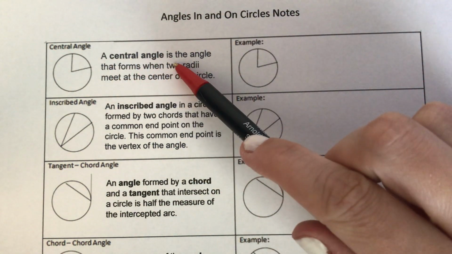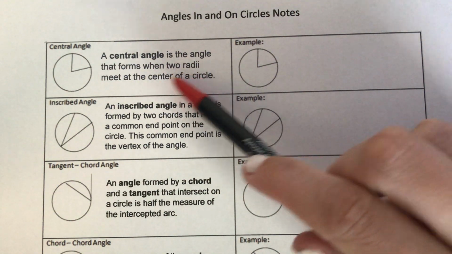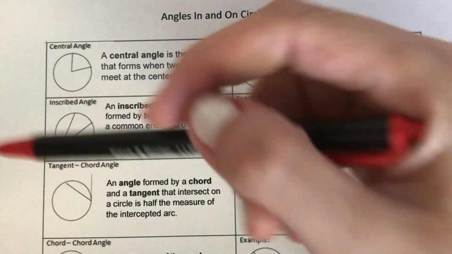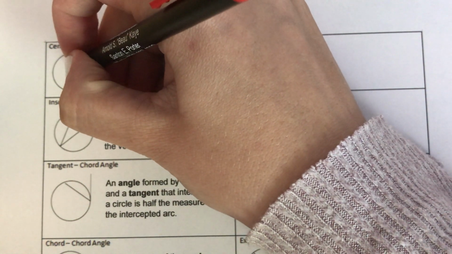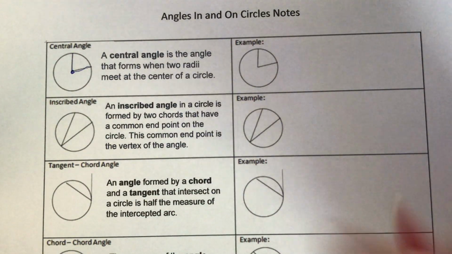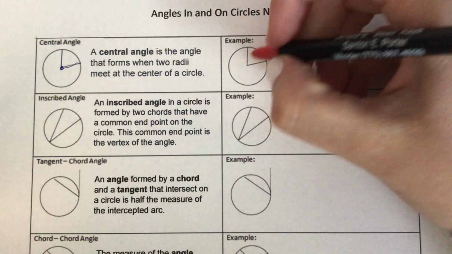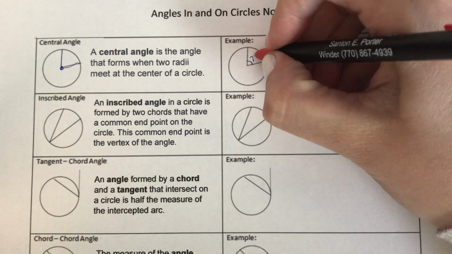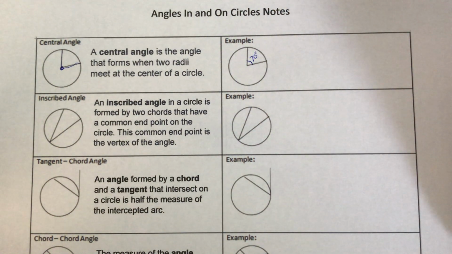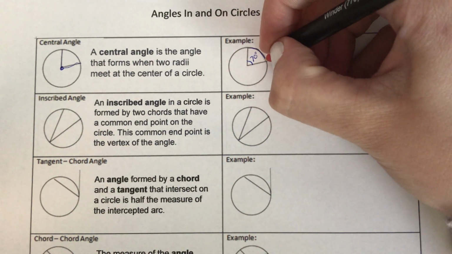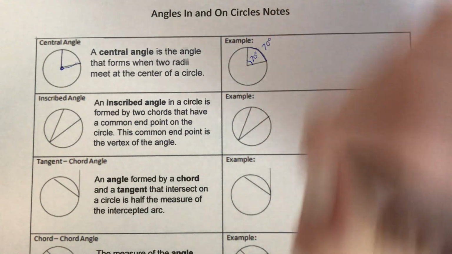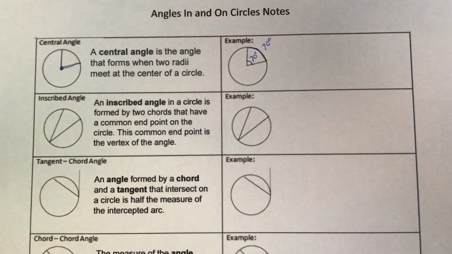A central angle is an angle that forms when two radii meet at the center of a circle. So this is a radius, and they meet at the center, okay? And the cool thing about a central angle is, let's say this is 70 degrees, which is not drawn to scale, then this arc length would also be 70 degrees, which I think is pretty cool.